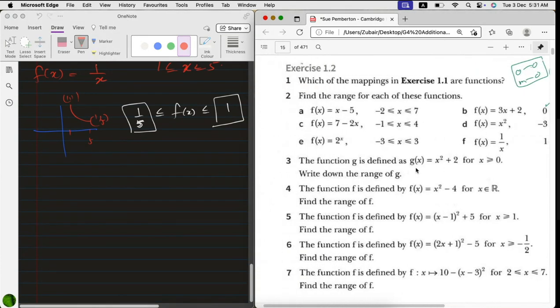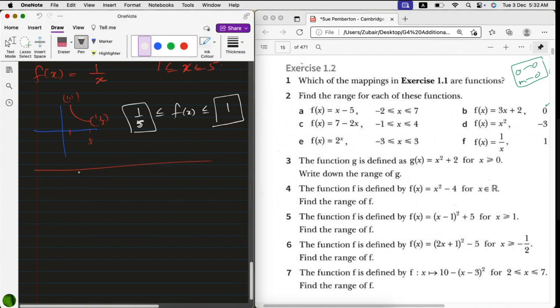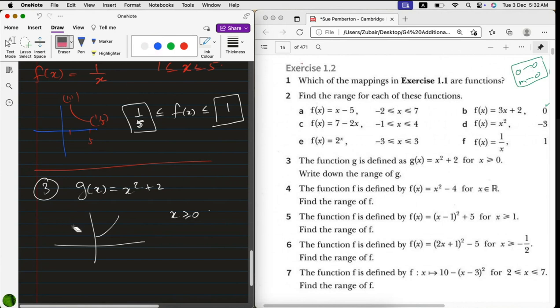The function g is defined as g of x is equal to x squared plus 2, for x greater than or equal to 0. Write down the range of g. Now, two extremes are not given, but a range of x is given. So g of x is this function x squared plus 2. If there is no limit, I would know that it should look like this. But the question is telling me that x is greater than or equal to 0. So I don't need the other part. I could just erase it. This is how the graph should look.